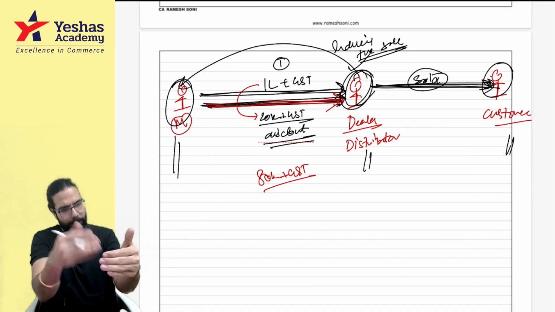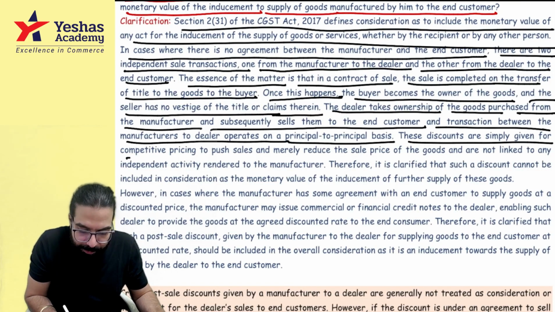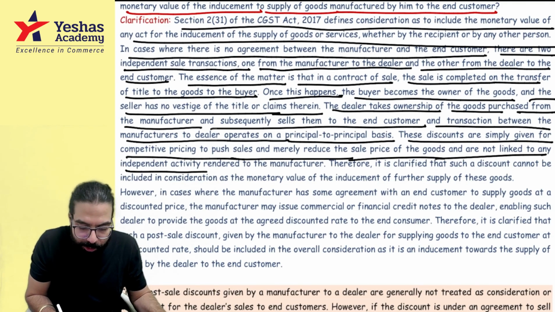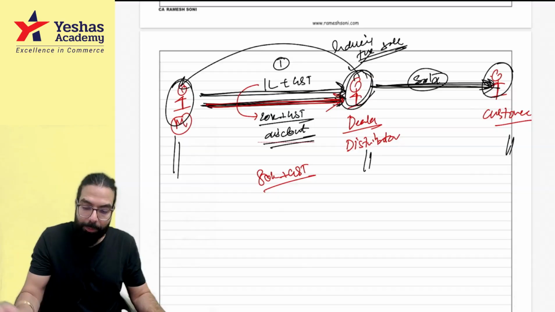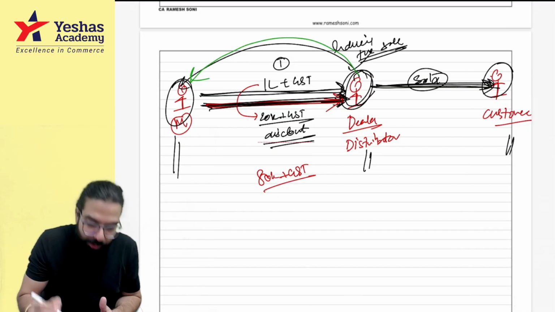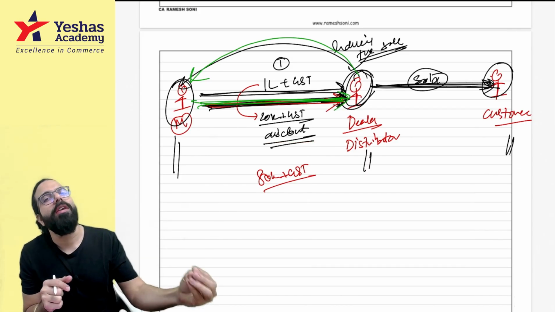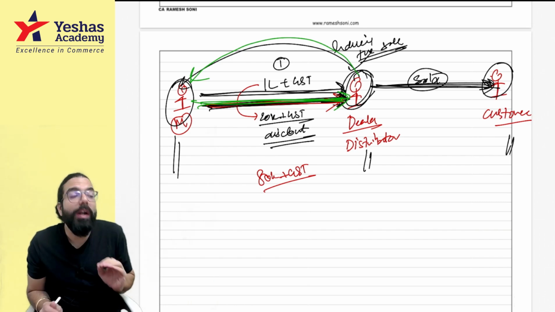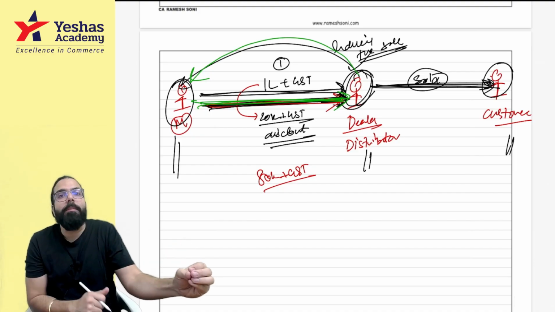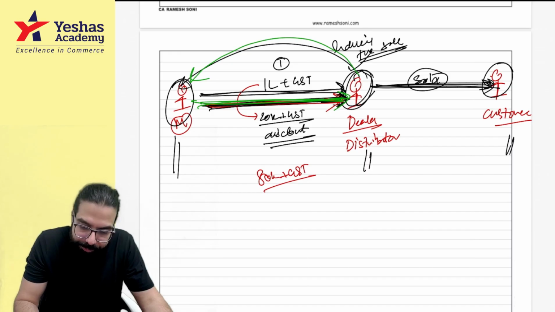Principal to principal. Principal, I am the boss, he is also his boss. Okay. These discounts are simply given for competitive pricing to push the sale and merely reduce the selling price, and are not linked to any independent activity rendered. Sir, when post-sale discounts are given, it is not that this guy has rendered services and for that I have given him 20,000 as consideration. No, sir, post-sale discounts are just discounts, so that the sale is more competitive, so that I can compete with my other manufacturers who are manufacturing the goods. So I give it at a lower price. That's my wish, sir. Next.